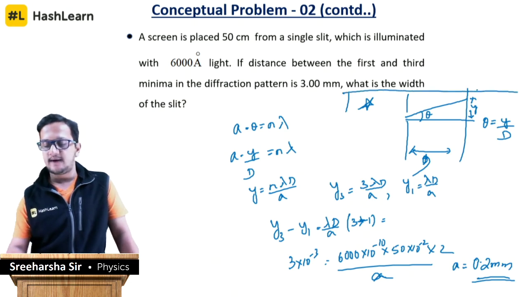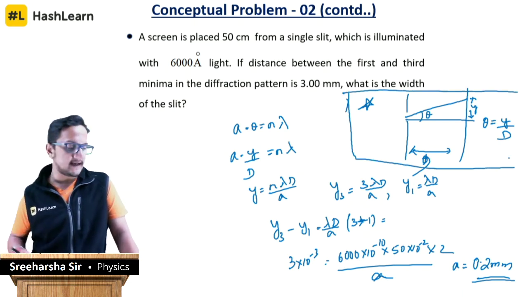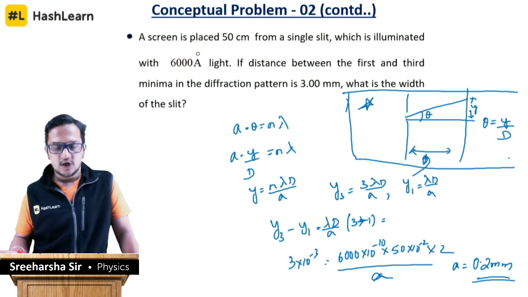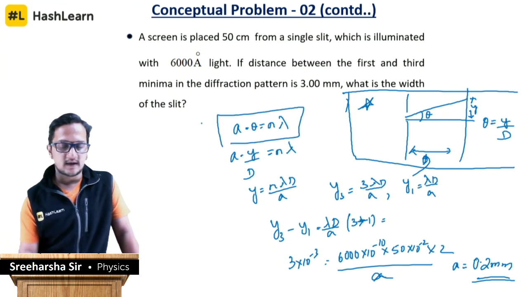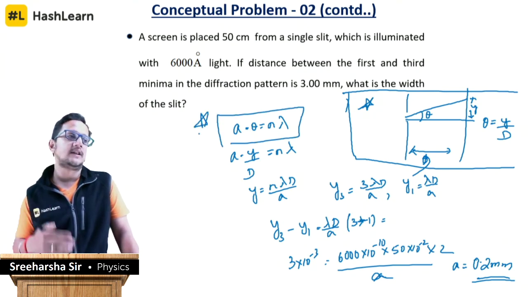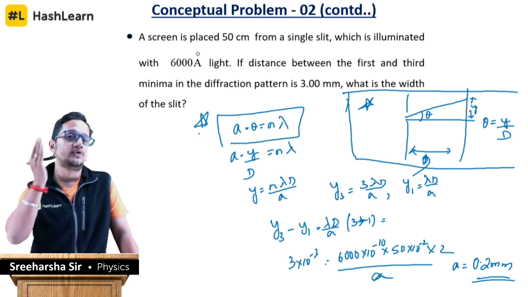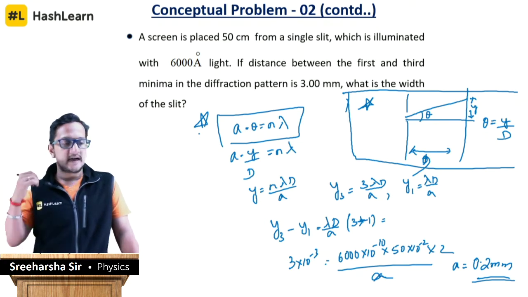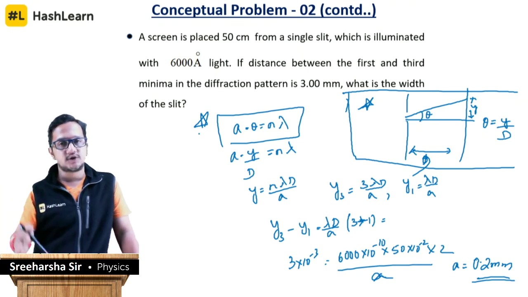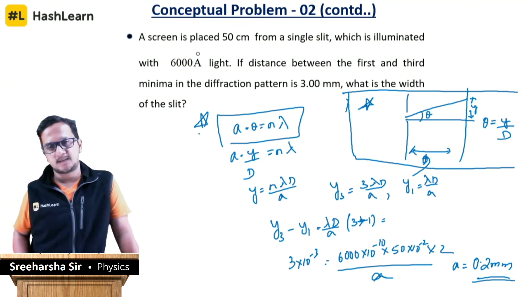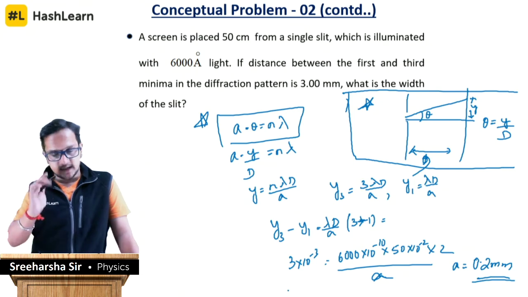So students, I won't be repeating this again and again. This is understood. This will also be taken into consideration, because sin theta for smaller angles is approximated to theta. So for any question we can assume that, and theta equal to y by D is also constant for us. So I think it is clear to you, students.